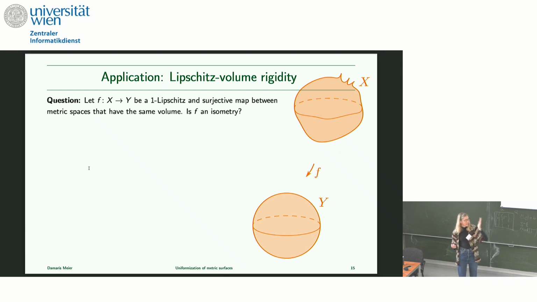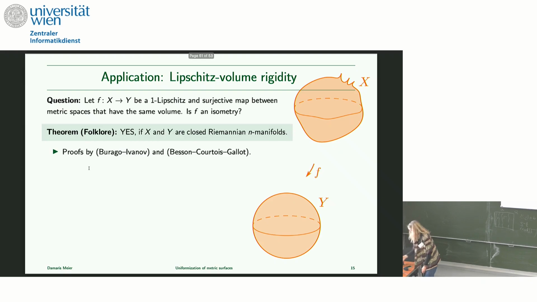That's the definition of an isometry, when every distance stays the same. And because they have the same volume, one expects that it could hold in certain settings. It's in some sense a folklore theorem that the answer to the question is yes, in the case of X and Y being closed Riemannian n-manifolds. I say folklore because you find proofs of the theorem, but it's not really attributed to these people.